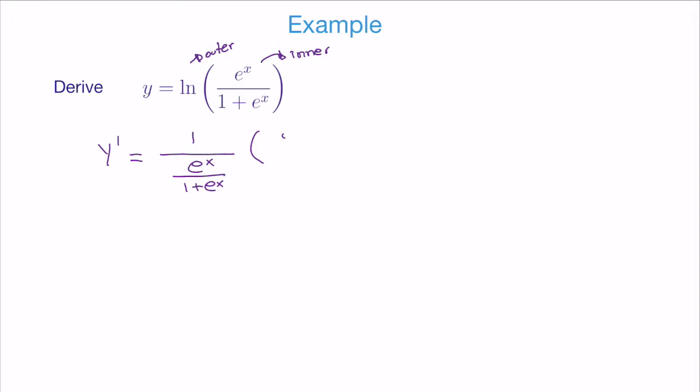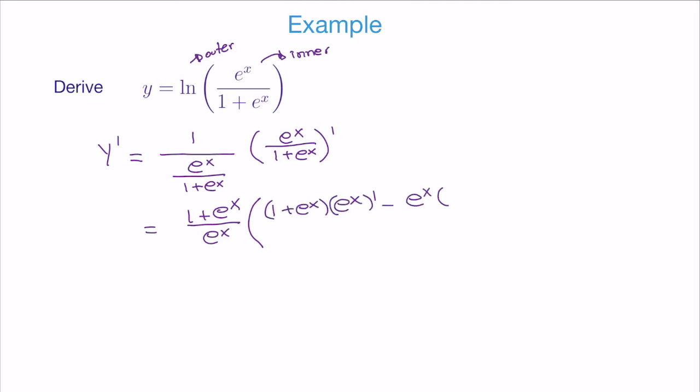And then derive e to the x over 1 plus e to the x. This is telling us to take the reciprocal of e to the x over 1 plus e to the x, 1 plus e to the x over e to the x. Now let's derive e to the x over 1 plus e to the x. And that, of course, is the quotient rule. So we do low, d high, minus high, d low, square the bottom, and away we go. So this is 1 plus e to the x over e to the x.